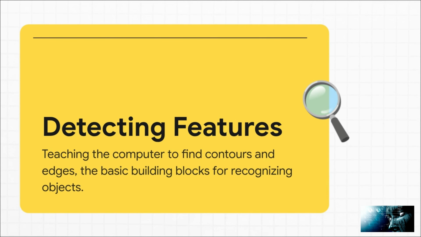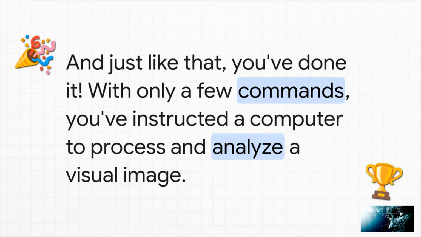And now for the main event, finding the features. This is where we teach the computer to find all the edges and outlines in the picture. Think of it like a digital coloring book, and we're telling the computer to find all the lines. And the result is what you see here. All those bright lines, those are the basic building blocks the computer needs to start recognizing objects. Pretty cool, right?